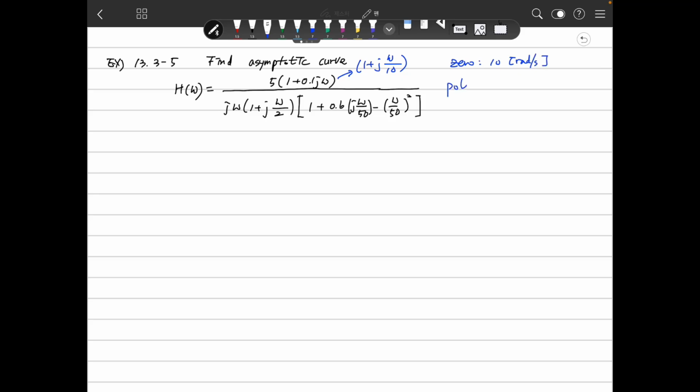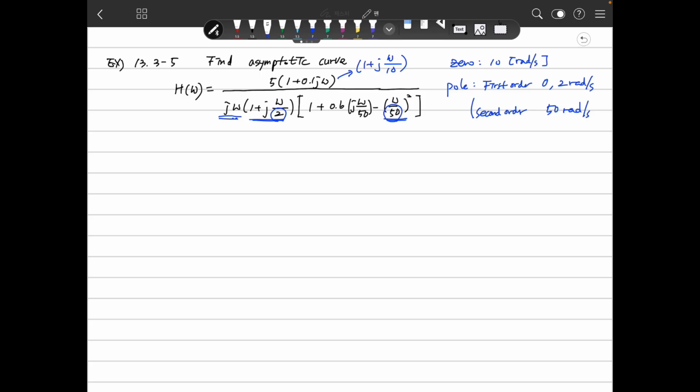And how about the poles? We have 2 poles here. Actually, this is a pole, and this is a pole, and this is the second of the poles. So the first of the poles is at 2 radian per sec. This is 2. And the second of the poles is at 50 radian per sec.